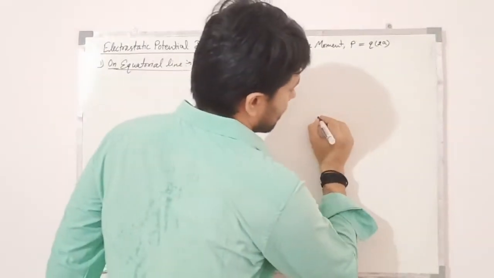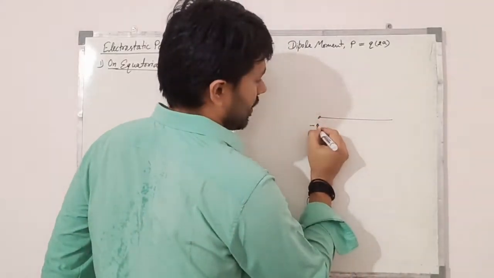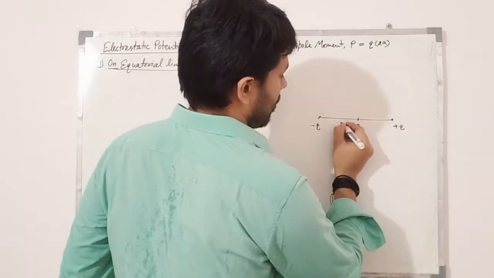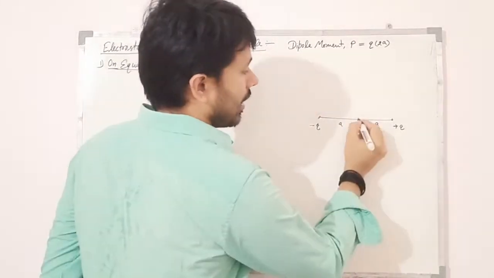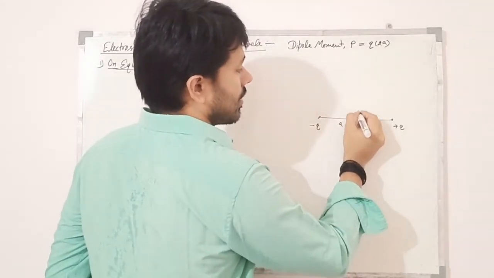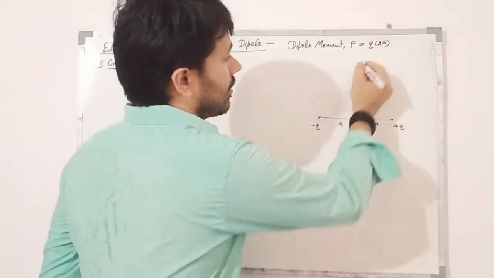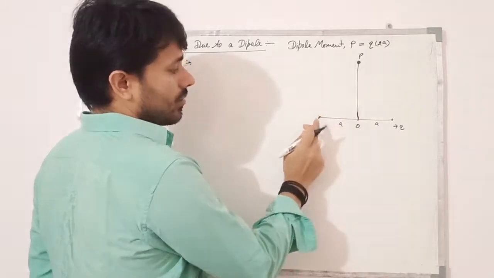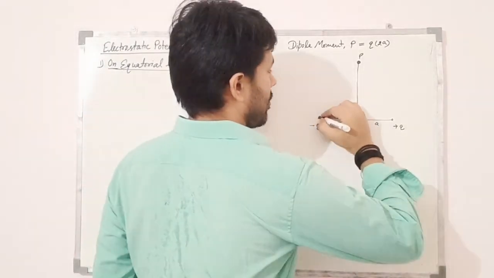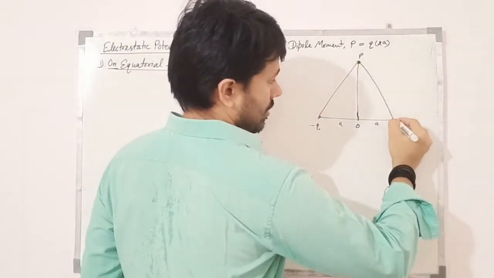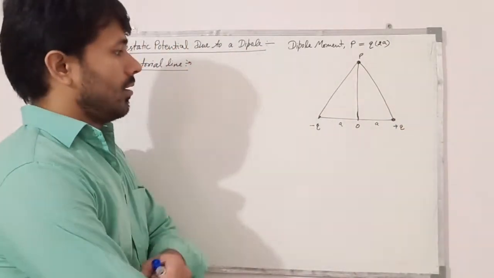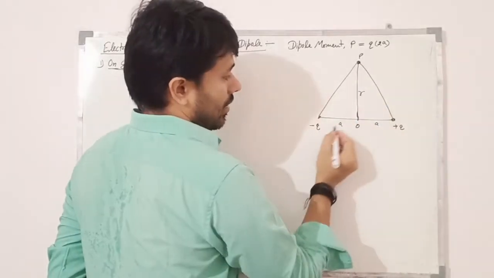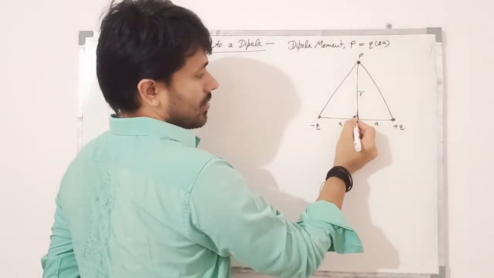Similarly, let's take a dipole, minus Q and plus Q, with center point O. This is A, this is A. The equatorial line is the line through the center point, perpendicular to the dipole, right? The point P is taken. We have to find the potential at point P due to each charge. OP is R. This is A and this is 90 degrees.